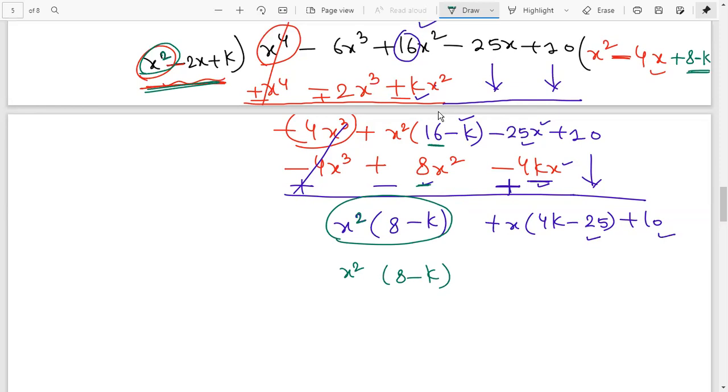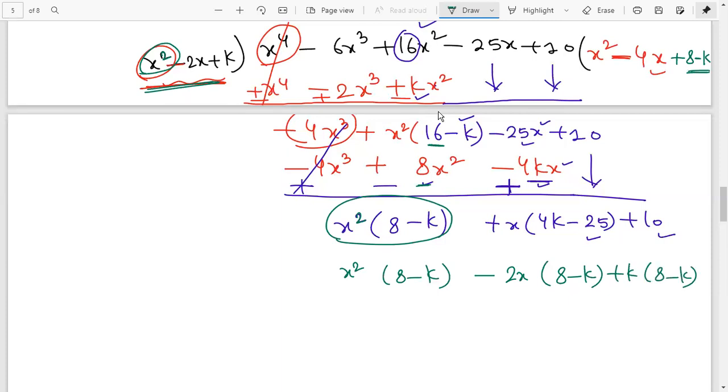First we have multiplied x square with 8 minus k, that is x square into 8 minus k. Second value will be how much? 2x will multiply with 8 minus k. So directly better to write 2x as it is, minus 2x and 8 minus k in bracket. And last, k will be multiplied with 8 minus k. So we can write k into 8 minus k.